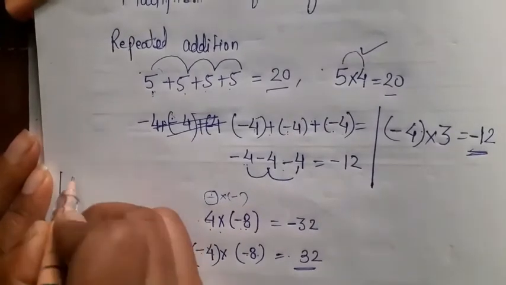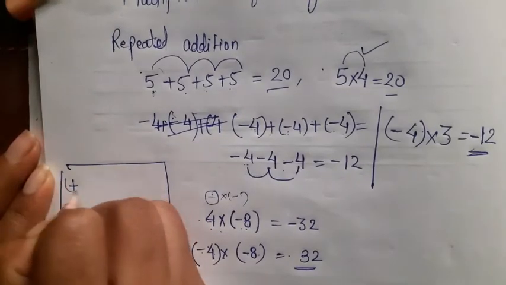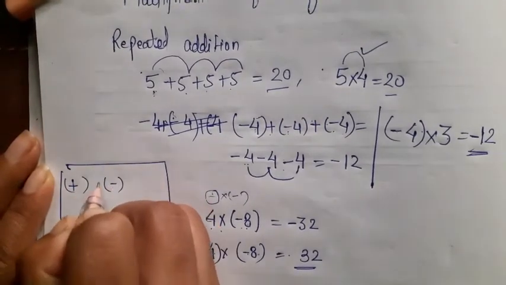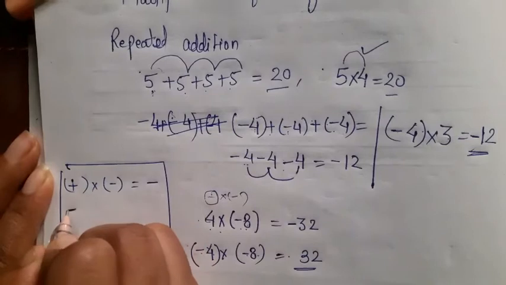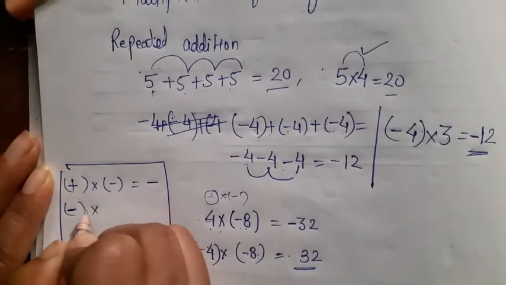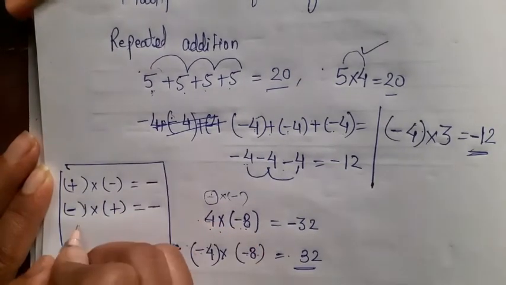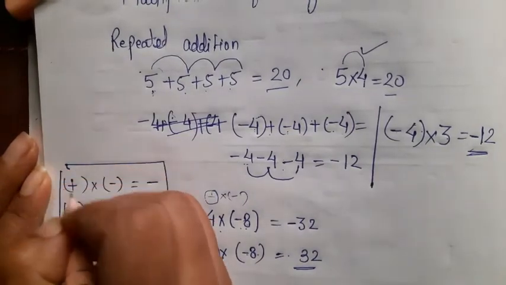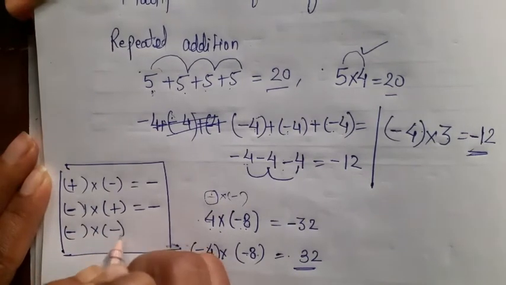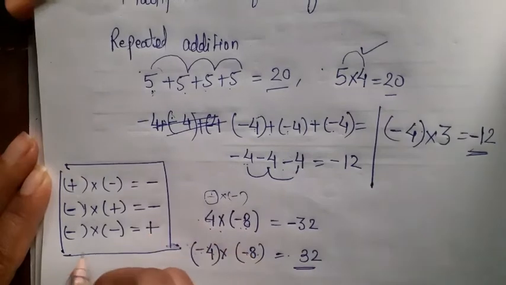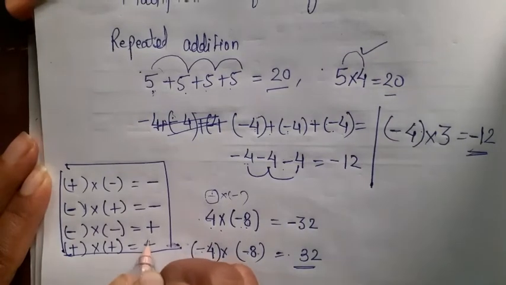So here, if you multiply a positive integer with a negative integer, the result is a negative integer. If we have minus multiplied by plus, we get minus sign. Again this is a different sign, and if we have the same sign, minus minus, we get plus sign, and if we have plus and plus, then we also get plus sign.